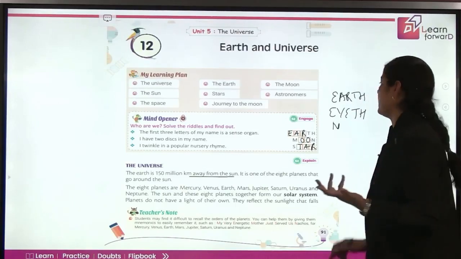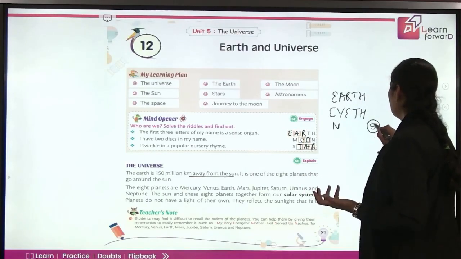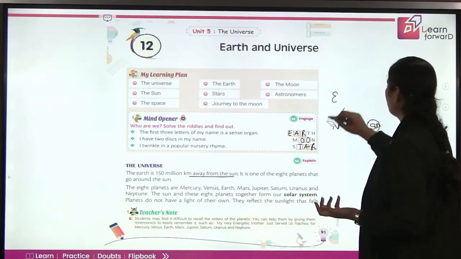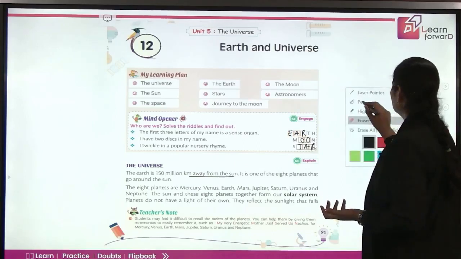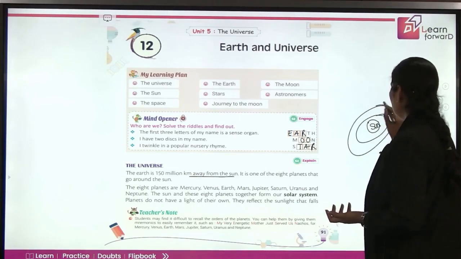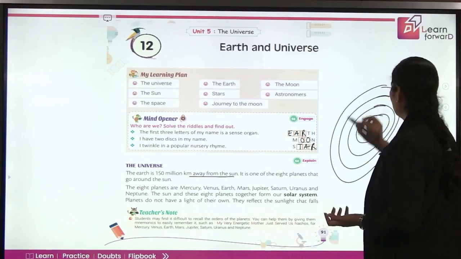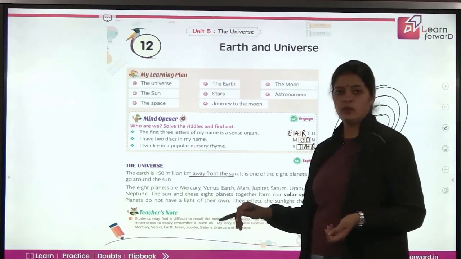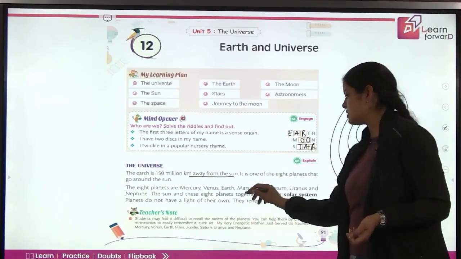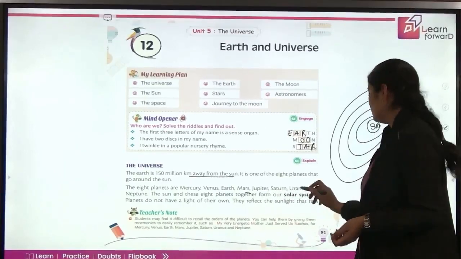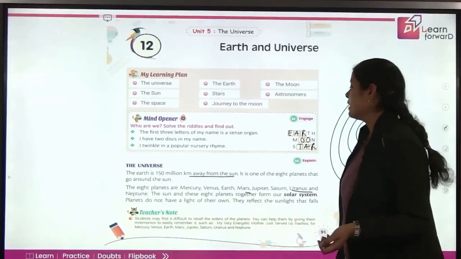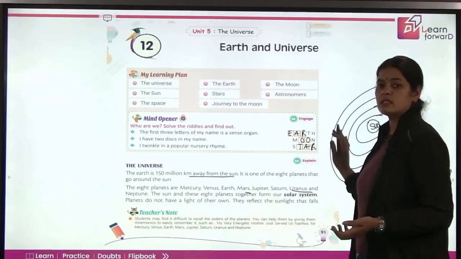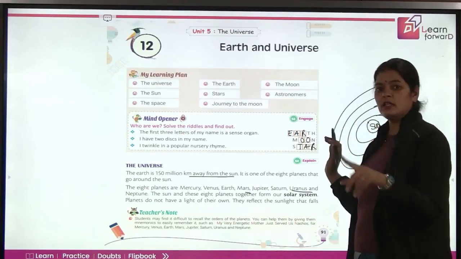So you now know that earth and its 7 other planets along with earth, they revolve around the sun in their fixed path. Okay, and these planets are 8 in number. So the 8 planets are Mercury, Venus, Earth, Mars, Jupiter, Saturn, Uranus and Neptune. Now the sun and these 8 planets together form the solar system. So here this is the sun family, means sun and the 8 planets.